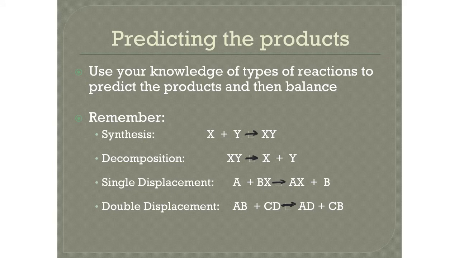So as we learn to predict the products that are being formed and write our balanced chemical equations, we need to go back to our prior knowledge of types of reactions to make sure that we remember whether it's a synthesis reaction, a decomposition reaction, a single displacement reaction, or a double displacement reaction. And so we'll use that information to now predict what's going to be formed.